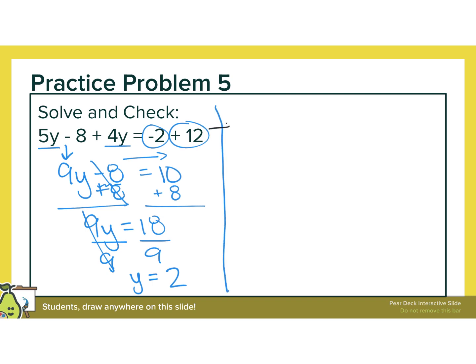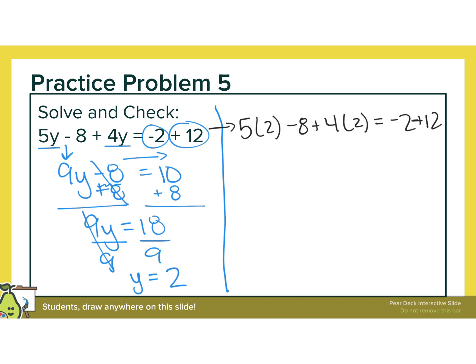So I'm going to rewrite this whole thing. So instead of 5y, I'm going to put 5 times 2 minus 8 plus instead of 4y, 4 times 2 equals negative 2 plus 12. You can't just put the 10. You've got to make it the original equation when you're checking.